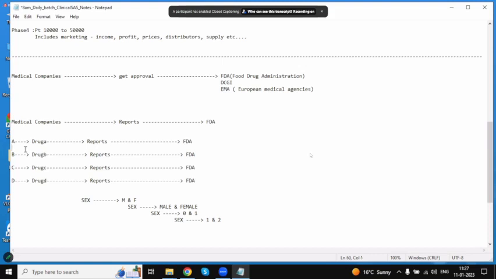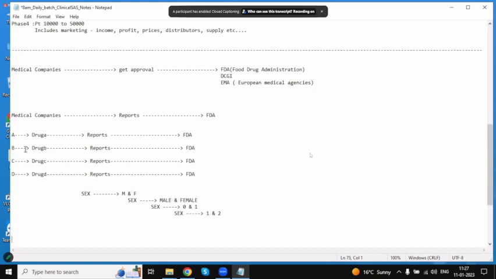See, usually to develop one drug and release it in the market, it will take a minimum of 2 to 8 years of time, generally. To develop, complete the clinical trials, get an approval, and release in the market, it takes a minimum of 2 to 8 years.